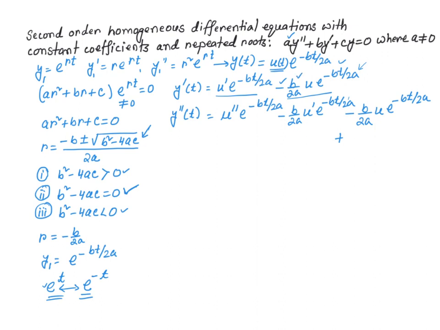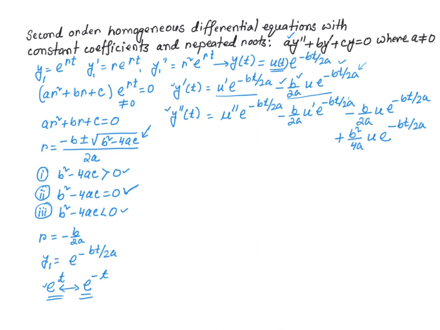So there is already a b over 2a, so it's going to be b square over 4a times u, right, times e to the power negative bt over 2a. So let's make sure that you follow this step carefully, okay? It's very likely if you pay a little less attention, you'll end up making a mistake. All right, so that's my y double prime.